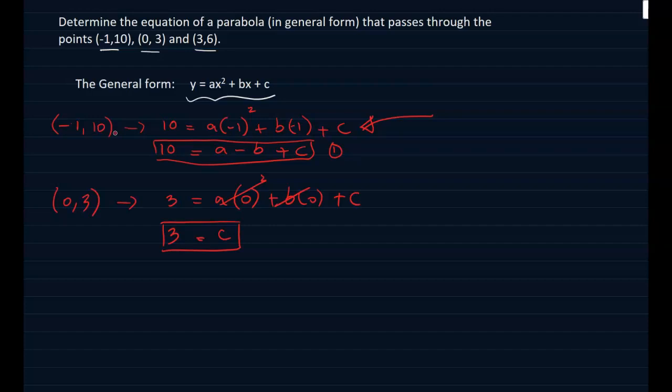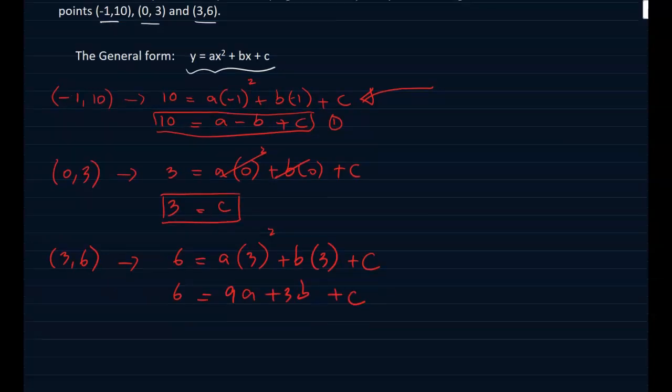And the last point, 3, 6, we go ahead and replace that. 6 is y. So that would be a times 3 squared plus b times 3 plus c. And when we set that up, we get 6 equals 9a plus 3b plus c.